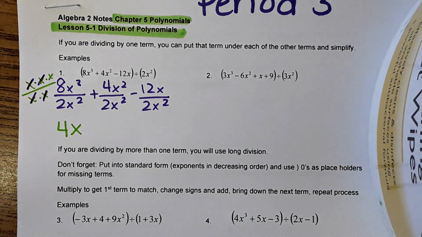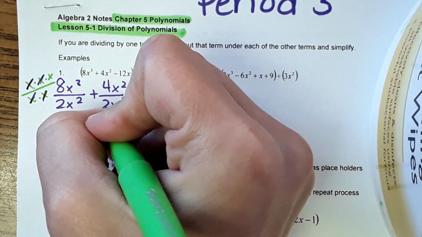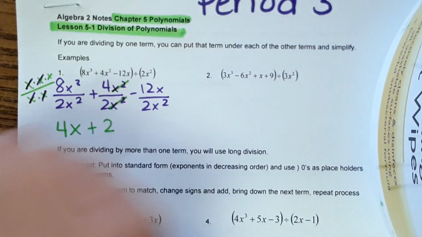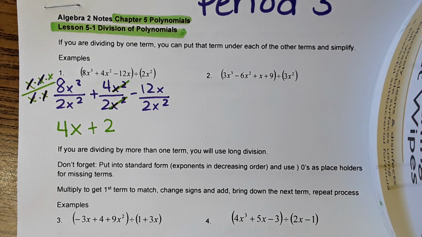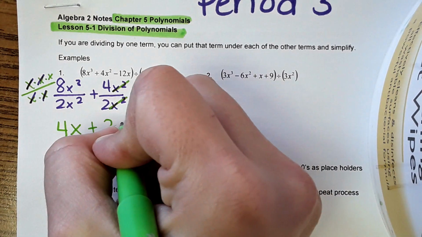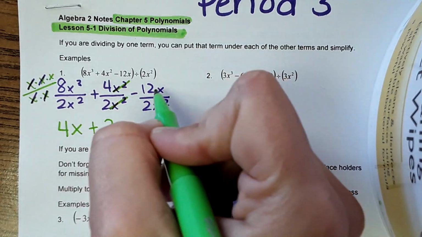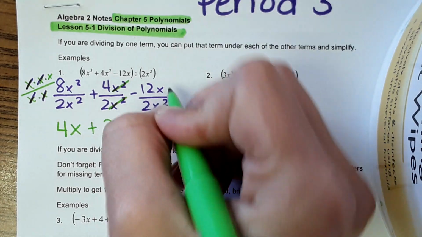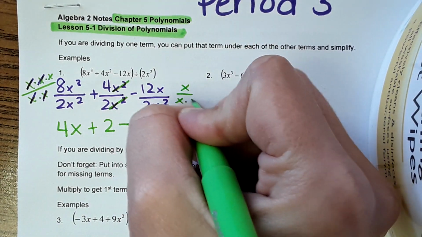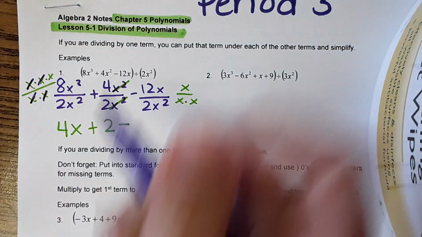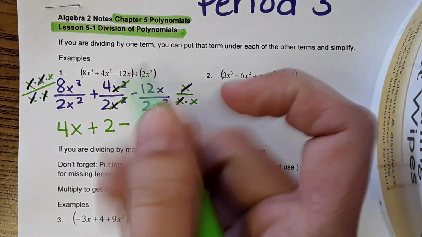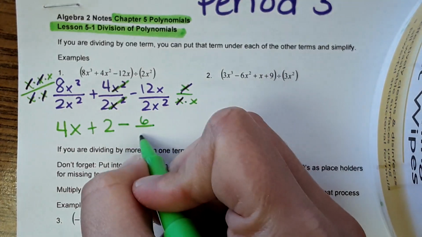And then for the next term, same process. 4 divided by 2 is just 2. X squared divided by x squared, that's just going to cancel, so it goes bye-bye. And then for the next one, 12 divided by 2 is going to be 6. And then we have x over x squared. So this would be like x over x times x. So we have this canceling, and then we just have an x left on bottom. So what this would look like is 6 over x.